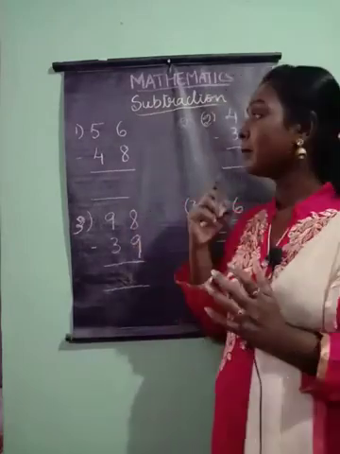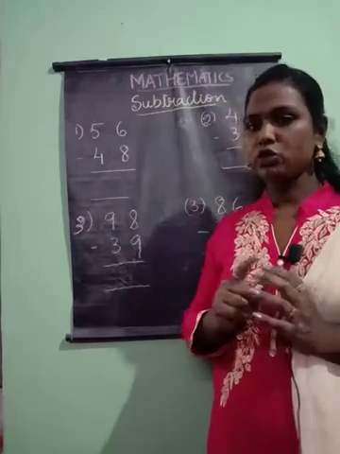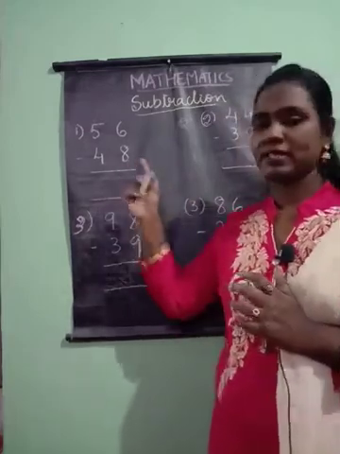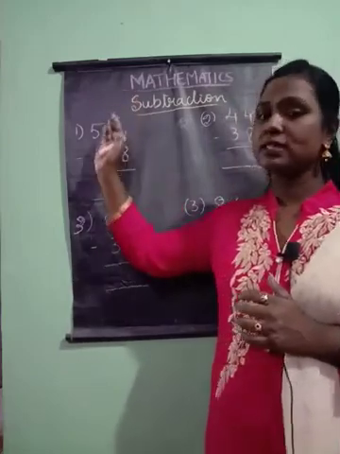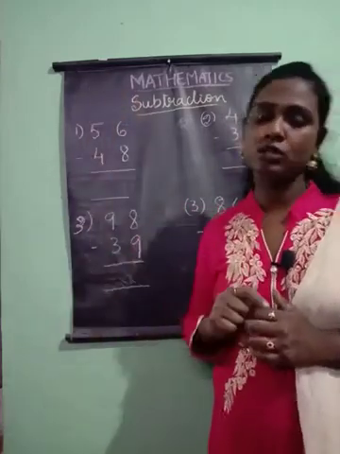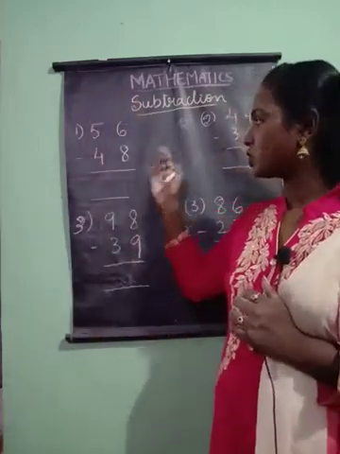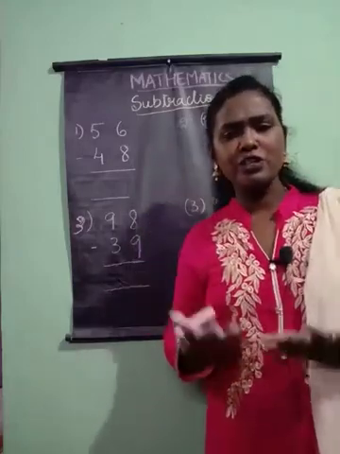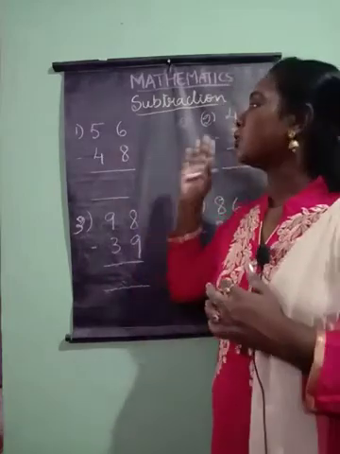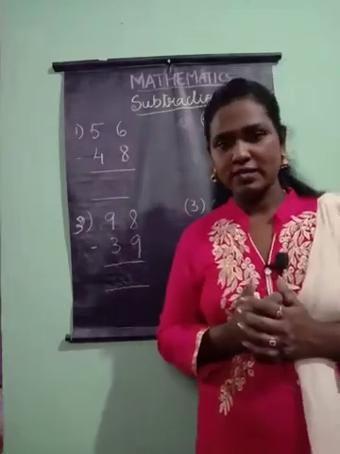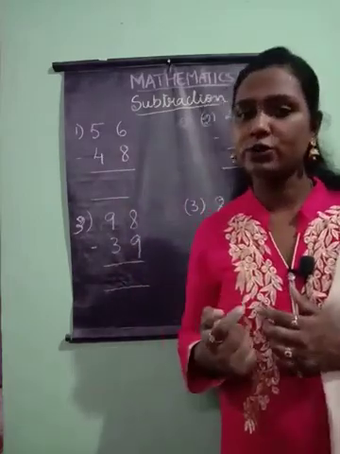But always you have to start the process from the ones place. Which place? Ones place, then tens place, then hundreds place, then thousands place. It may be addition, subtraction, multiplication or division, anything it might be, you have to start from the ones place itself. Have you understood that? Yes.